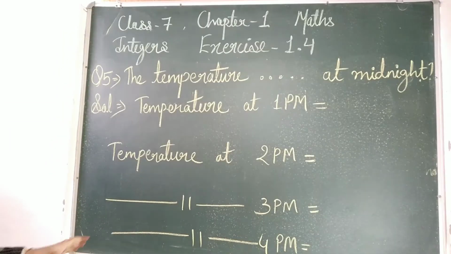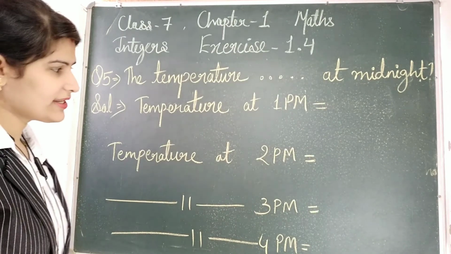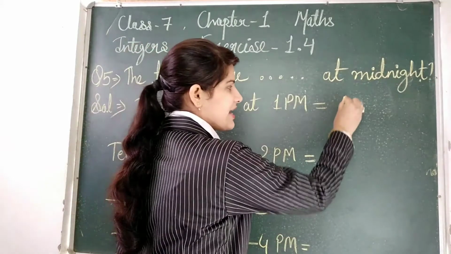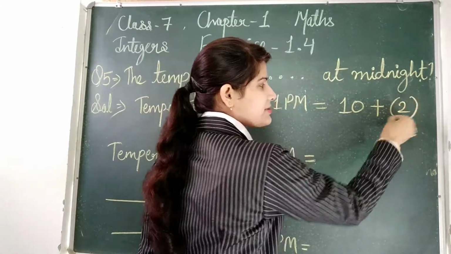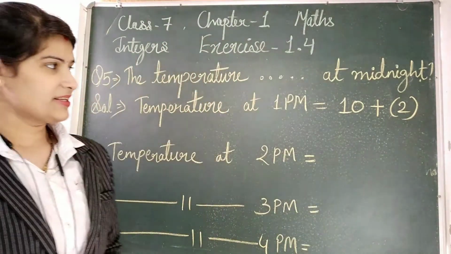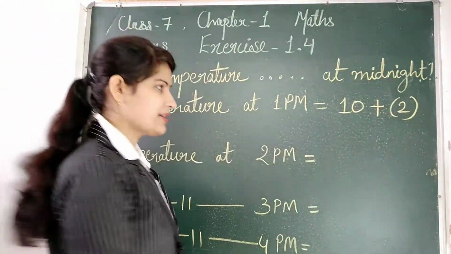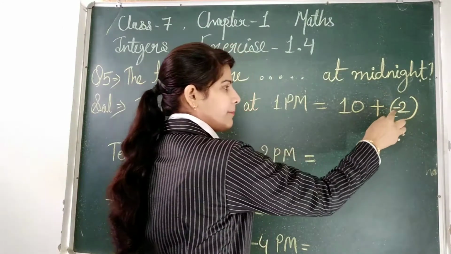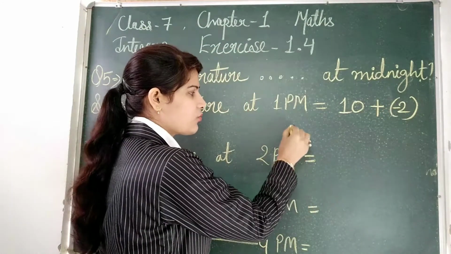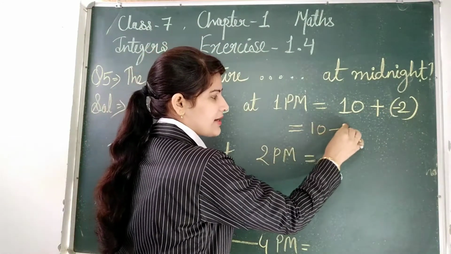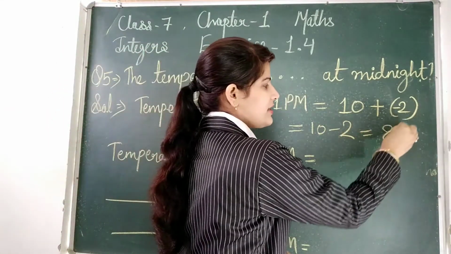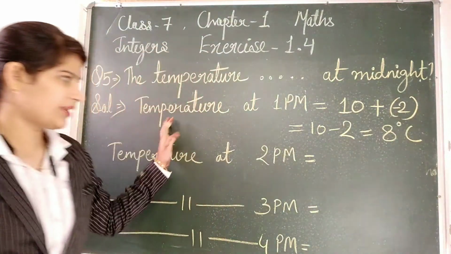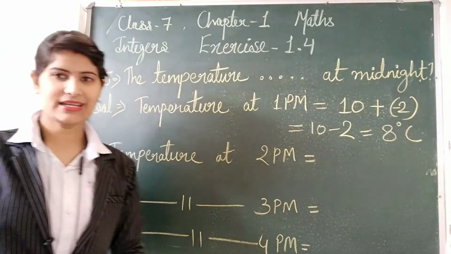plus the rate of change of temperature, that is minus 2 degrees Celsius. What we have to do is add these numbers, 10 degrees Celsius plus minus 2 degrees Celsius. Now plus minus is minus, so 10 minus 2 you will get 8. That means our answer is 8 degrees Celsius. Temperature at 1 p.m. is 8 degrees Celsius.